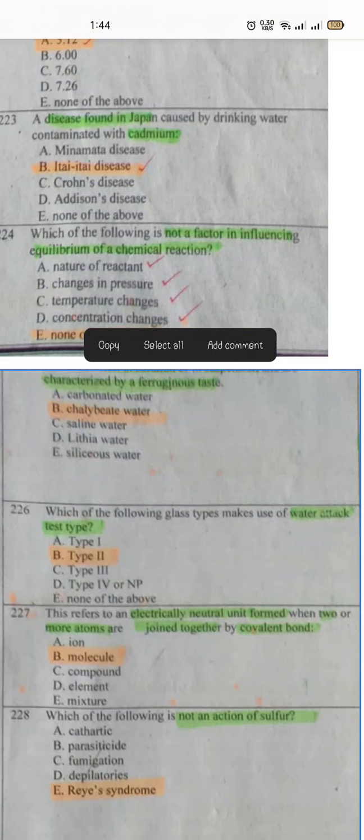So, there are types of water. There are 7 types of water. Your alkaline, your carbonated, your chalybeate, your lithia, your saline, your sulfur, your siliceous, and your potable water.